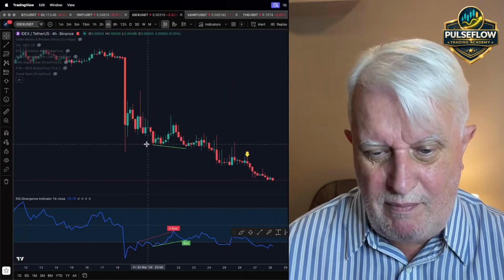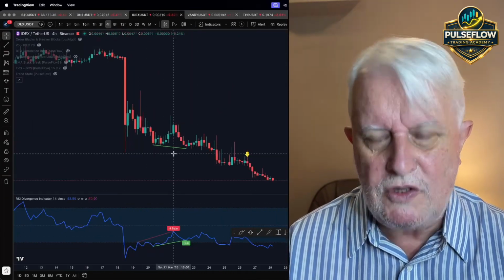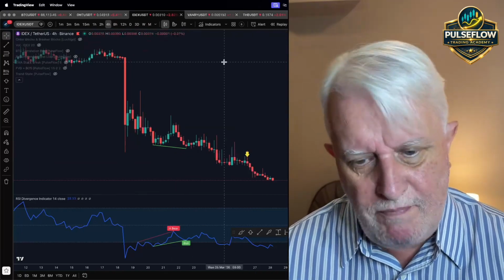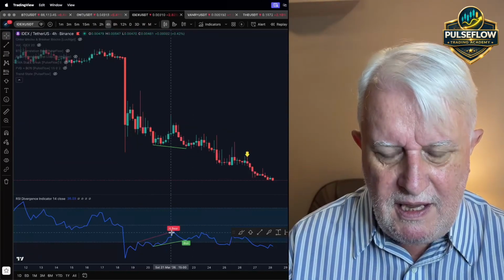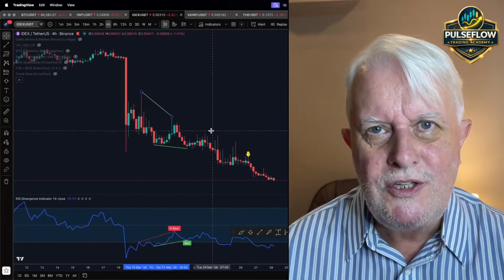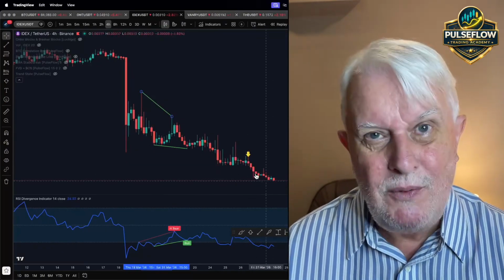IDEX is another great example. Bullish divergence. You'd think that should go up. But look what's right there. Hidden bearish, trend continuation. And that's exactly what happened.